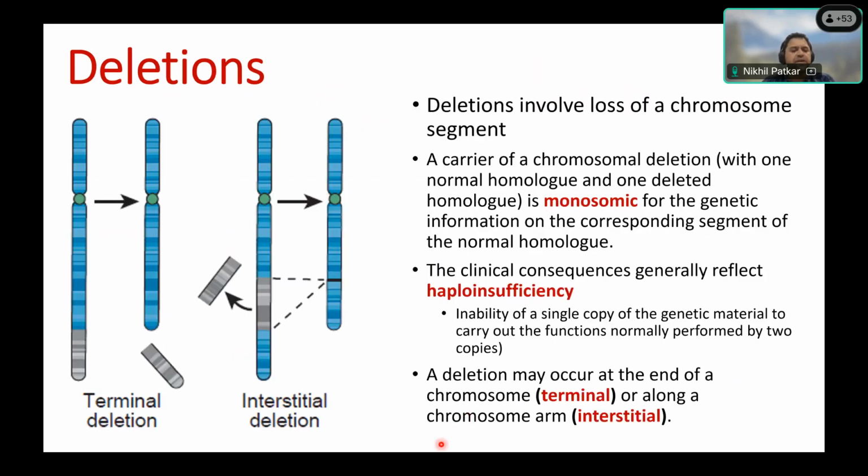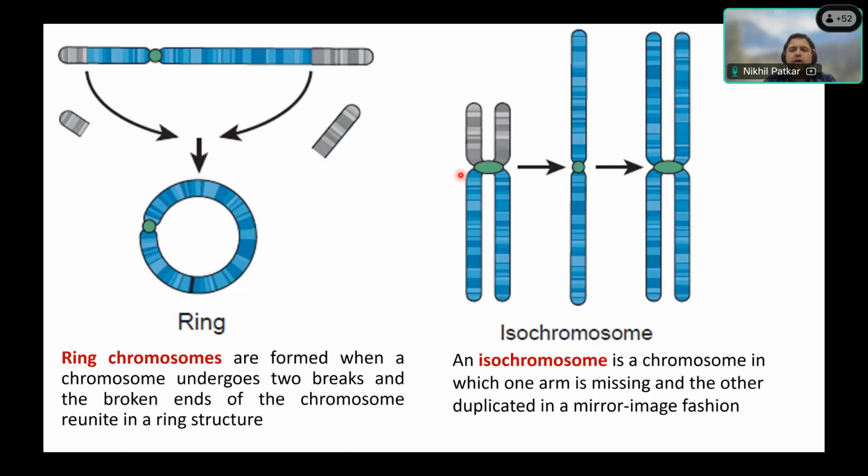So deletions can be terminal deletions at the end of a chromosome, or they can be interstitial, which occur in between. You can also have other structural abnormalities like ring chromosomes or isochromosomes. A ring chromosome occurs when both ends are gone and these ends fuse to each other. An isochromosome is seen when one entire arm of a chromosome goes missing and then gets duplicated in a mirror image fashion.